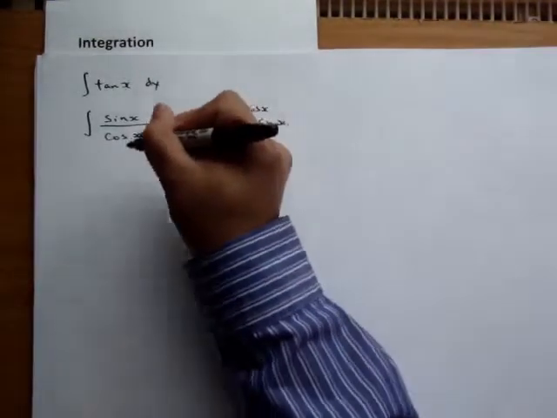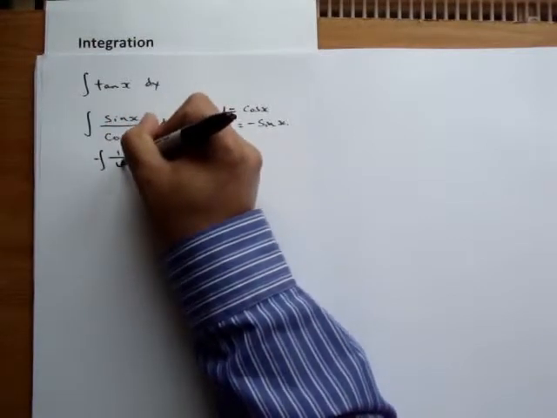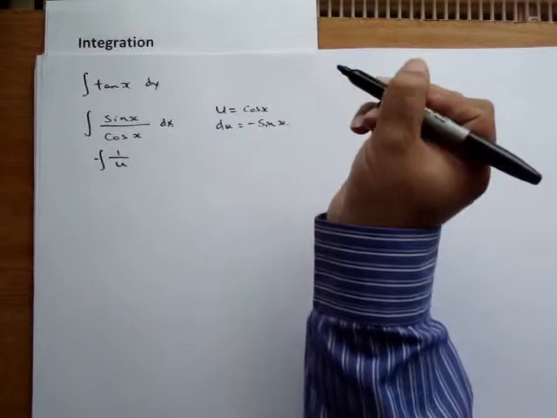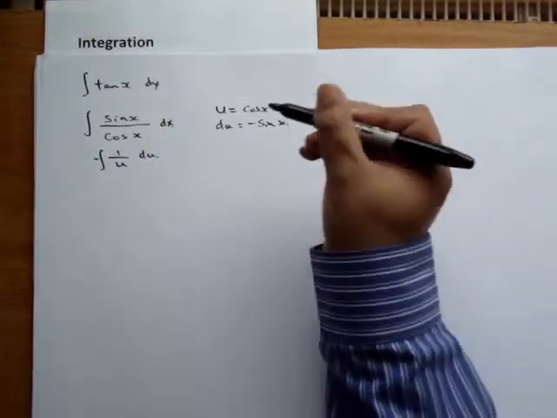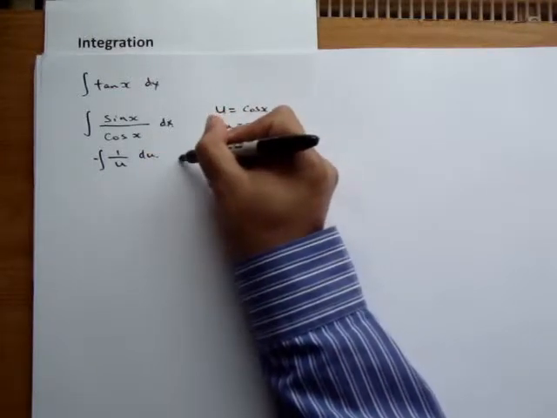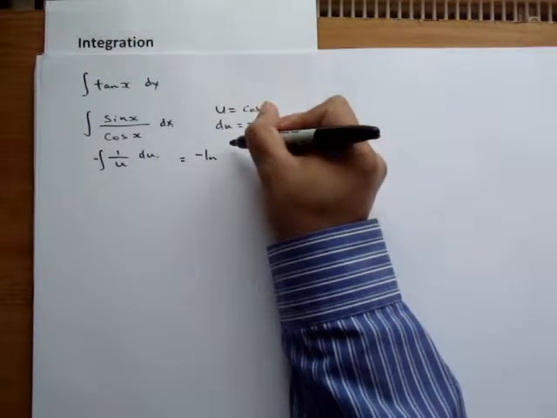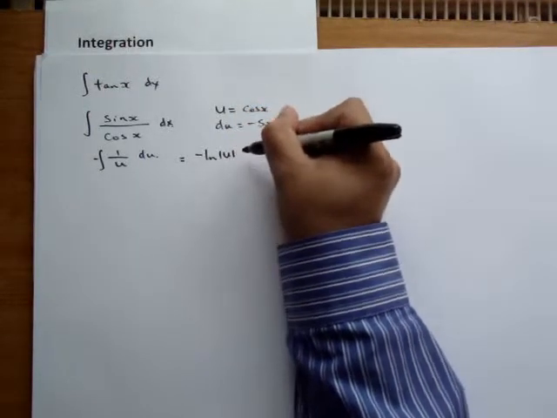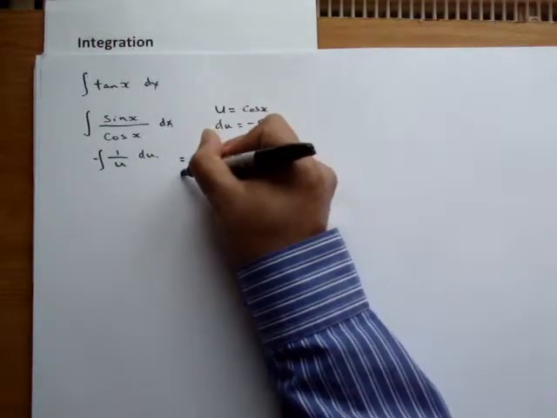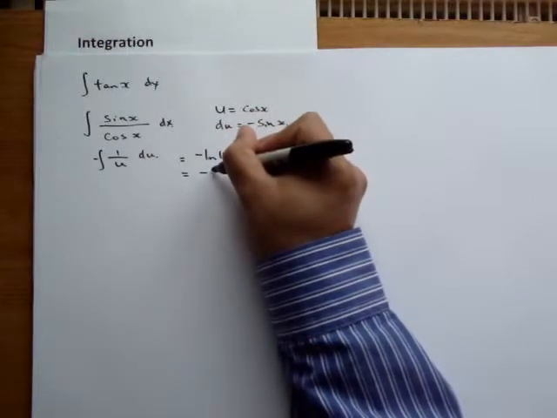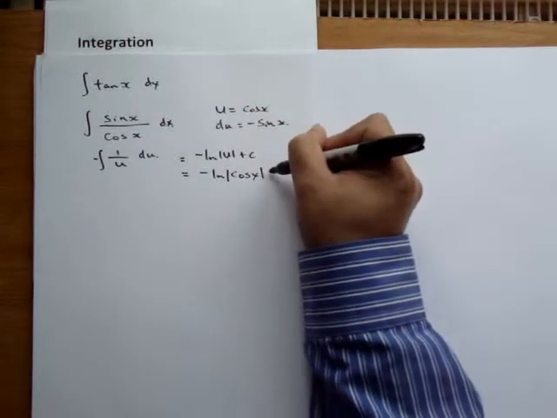So this would then, in our u substitution, become the integral of minus 1 over u, and sin x dx becomes du, and when we integrate this, this becomes minus the natural log of u plus c, and when we replace the u with the cos x, this becomes minus natural log of cos x plus c.